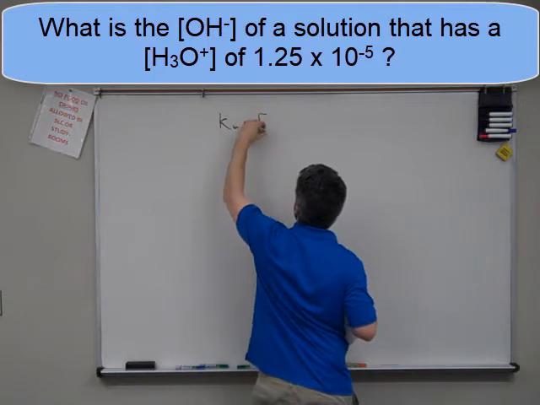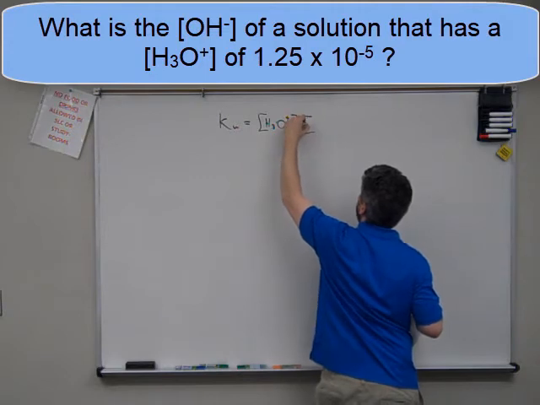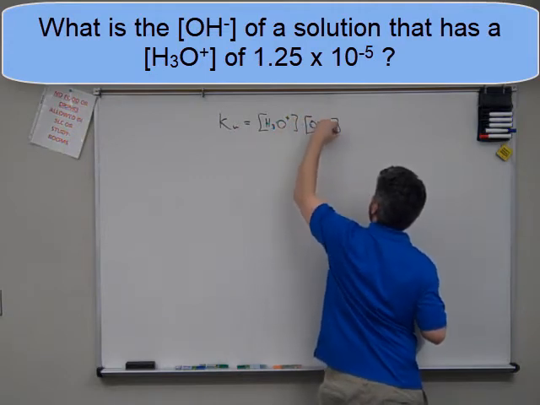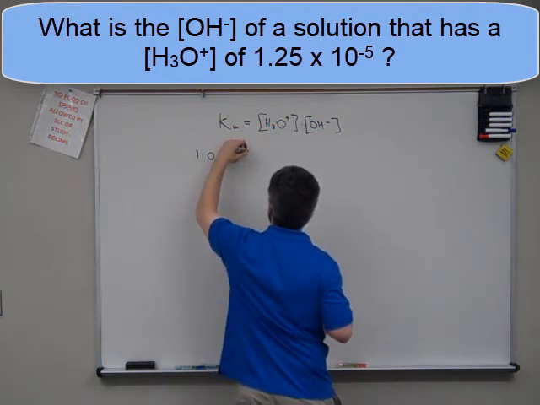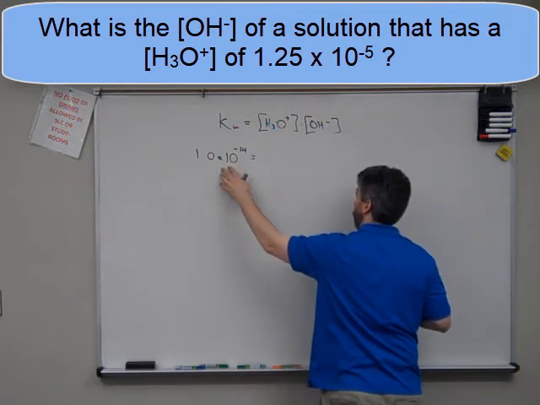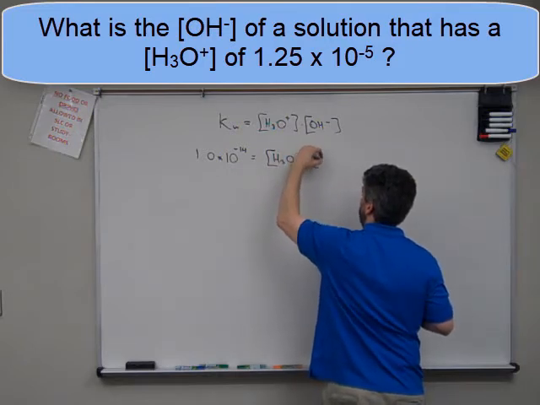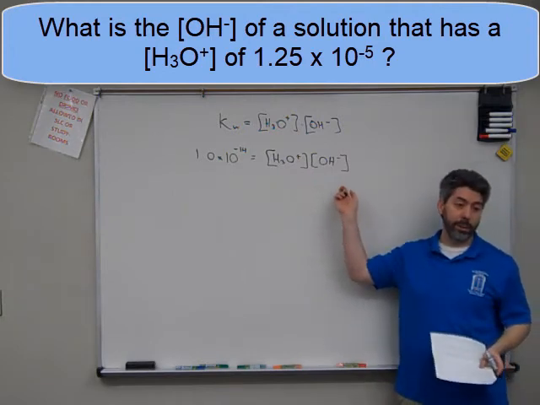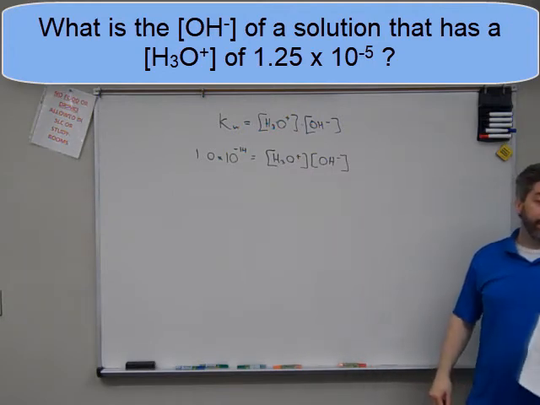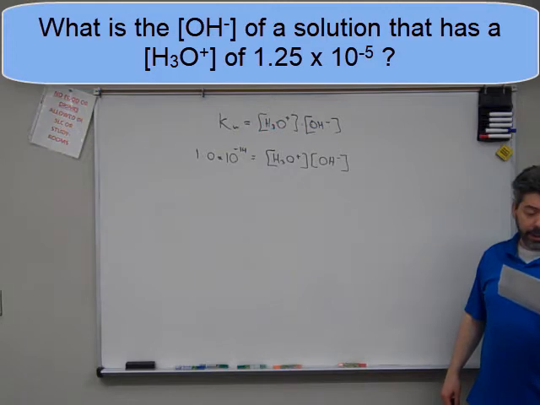Kw is equal to H3O plus times the concentration of OH minus. Now the Kw at 25 degrees Celsius, which is pretty much the only temperature you're going to deal with, is 1.0 times 10 to the negative 14. So the equation, for all practical purposes, can be essentially thought of as 1 times 10 to the negative 14 is equal to H3O plus times OH minus. So now you're going to go ahead and plug in the value of H3O plus and solve for OH minus.